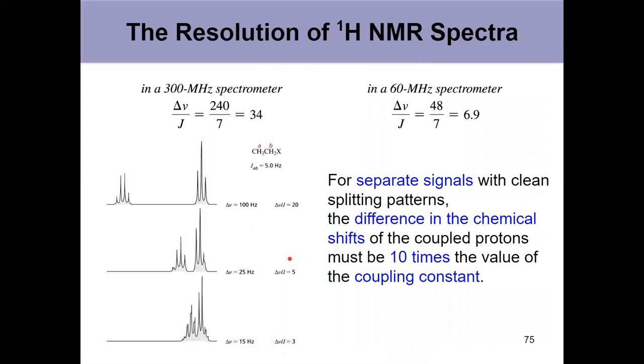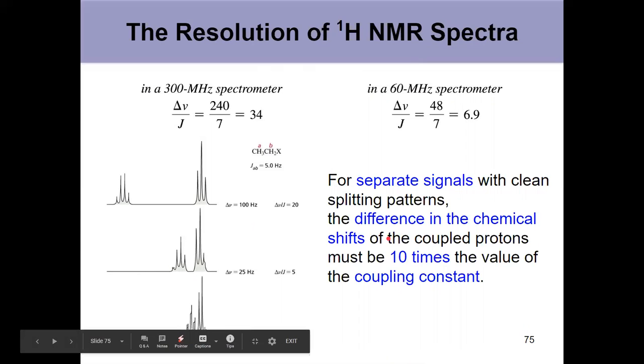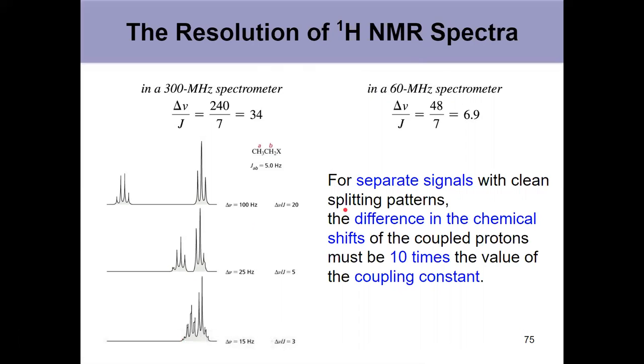Right, I told you about the ratio before, 10 times the value of the coupling constant in order to get a nice clean peak. Keeping in mind, differences in chemical shift, the value in hertz will vary depending on the NMR used. We're still going to get them at the same ppm peak. That's the beauty of the ppm system from a previous video. But the J values stay the same no matter what.